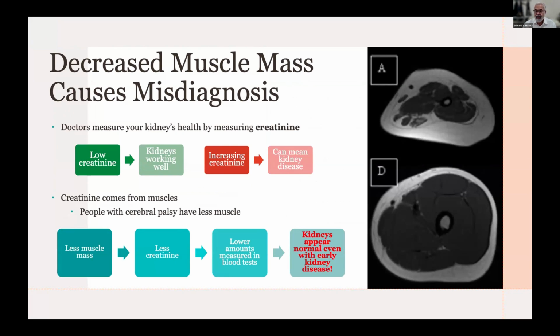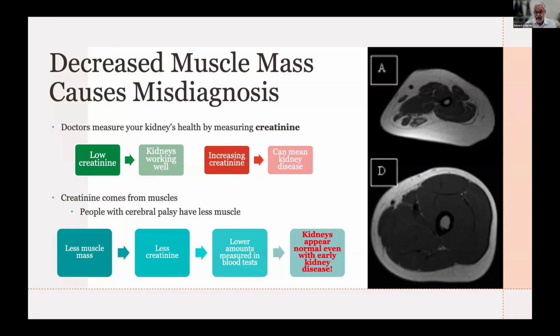What we have also found is that decreased muscle mass can lead to misdiagnosis. Doctors measure your kidney function by measuring something in your blood called creatinine. I want to point out this is not creatine, the stuff that people take as a supplement. This is creatinine. It's something that comes from muscles. If a person has low creatinine, the kidneys are working well. If they have higher creatinine, that can mean kidney disease.